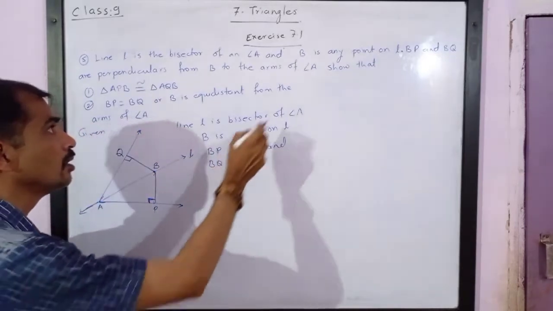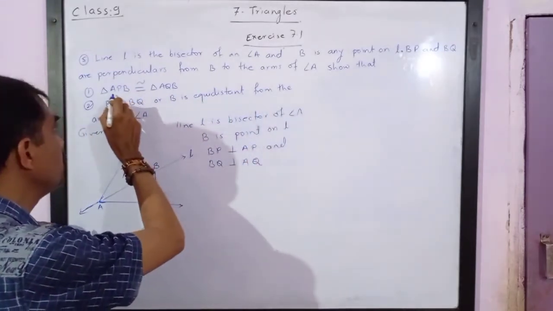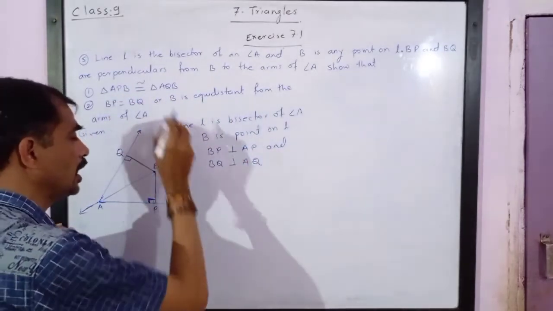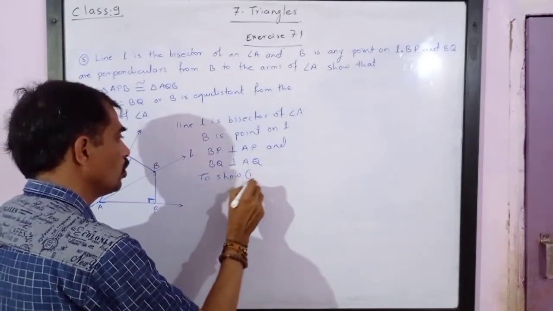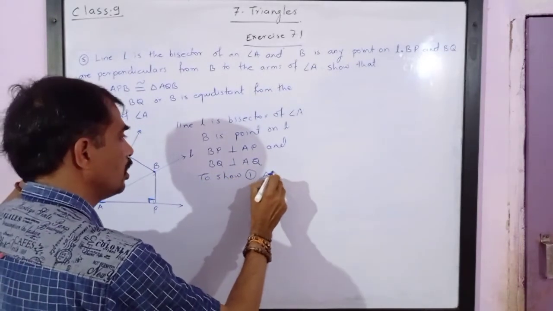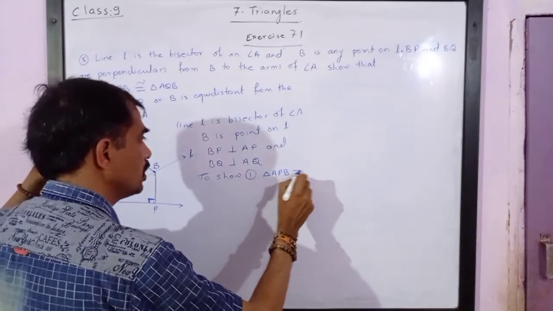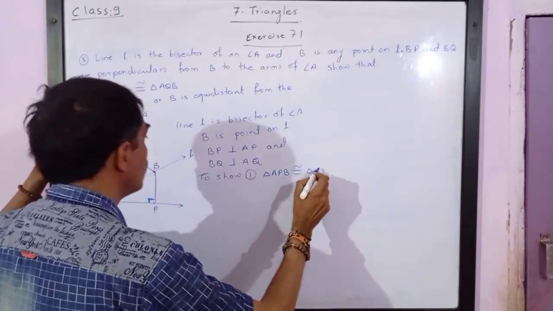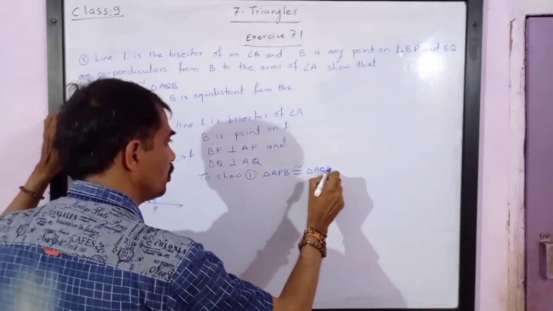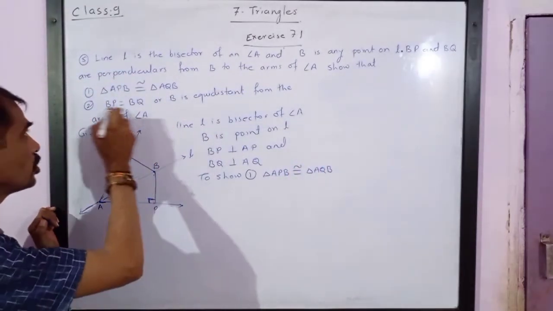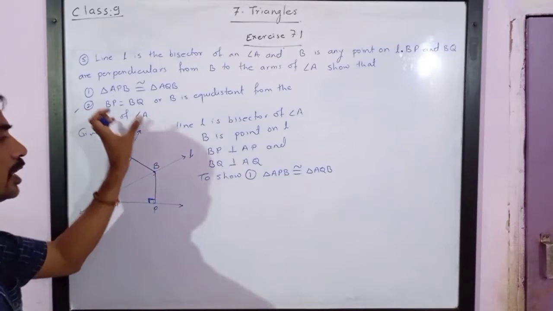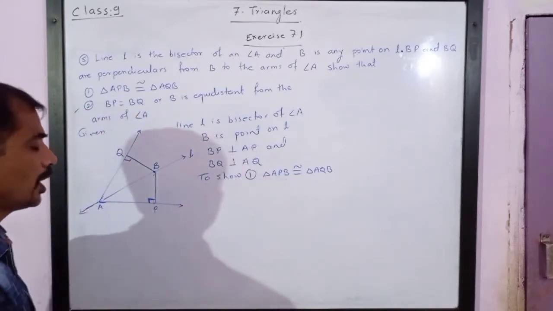Now, we are asked to show triangle APB is congruent to triangle AQB. This is what we have to show. Second part also we have to show. We will show it a little later. Let us show the first part.